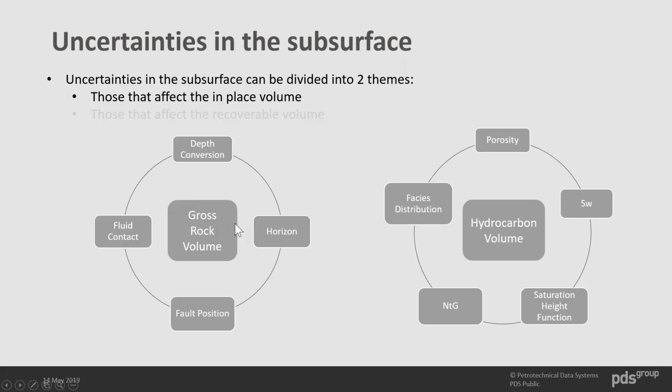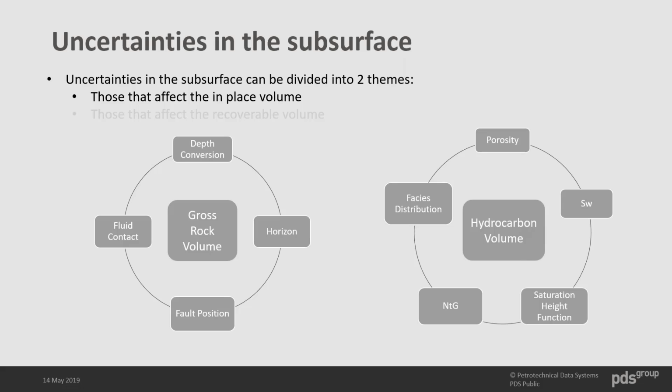Uncertainties that come into play are things like the horizon interpretation, the fault position, so the quality of both of those, the interpretation domain, but also things like the depth conversion. What is the uncertainty associated with velocity modeling, etc., and also the fluid contact. So how does the tank change based on these uncertainties, and how sensitive is that tank to these variations in any of these parameters?